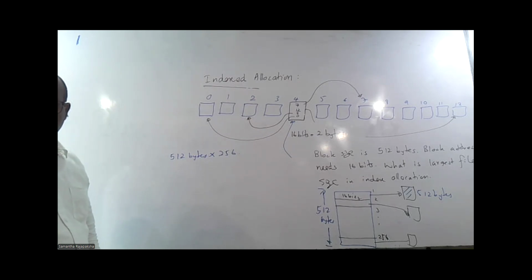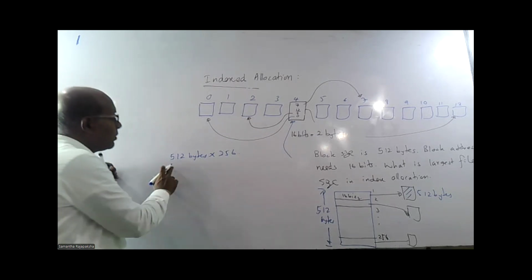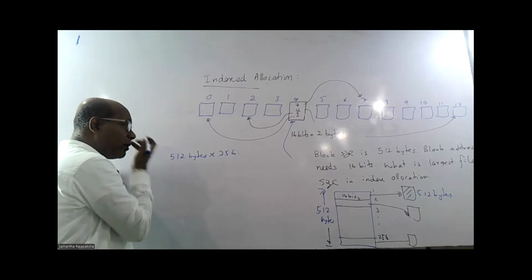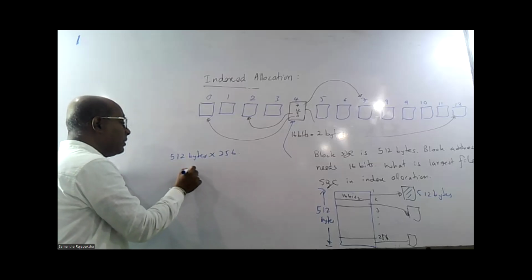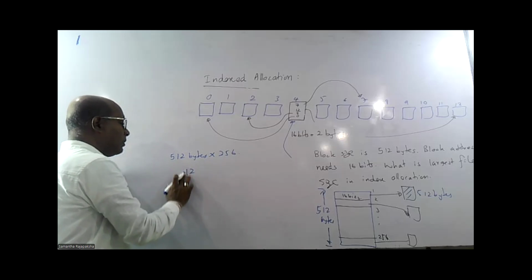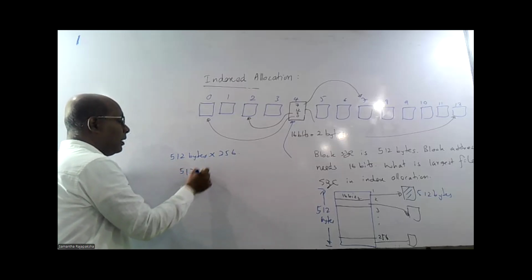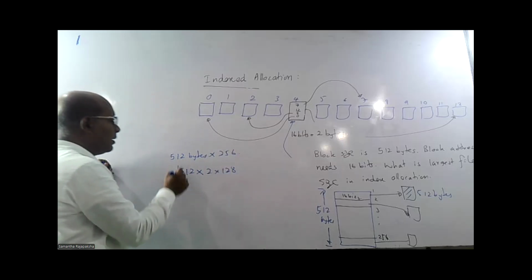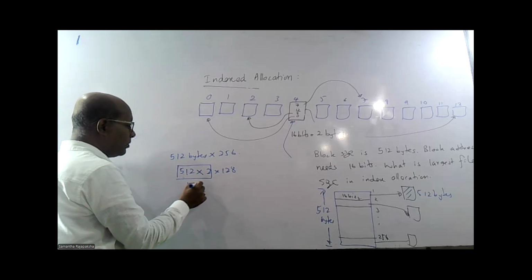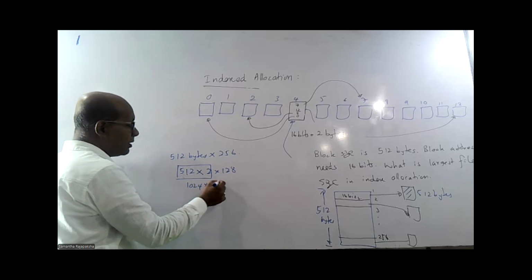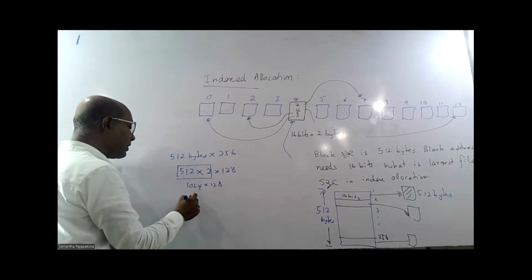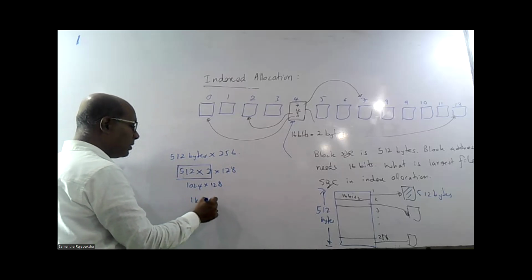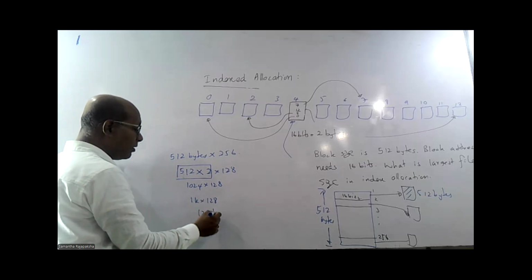512 bytes into 256. Now, how do you calculate this one? You can write 512, and this 256 can be written as 2 to the power 8. Then 512 times 2 is 1024. 1024 bytes means 1 kilobyte. That means 128 kilobytes.